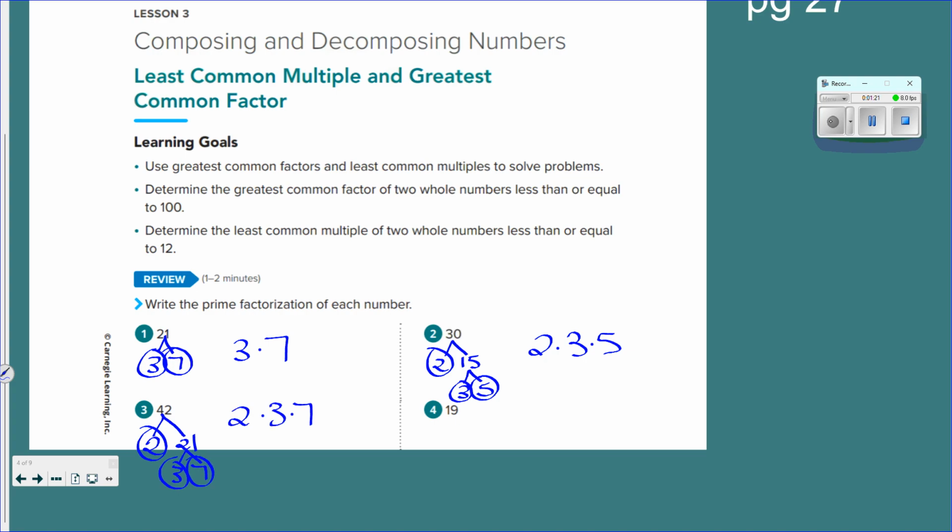And 19. Can 2 go into it? 3, 5, 7. No, it is already prime. So what are its two factors? 1 and 19. So 1 times 19. Any questions about that one? All right, let's turn the page.